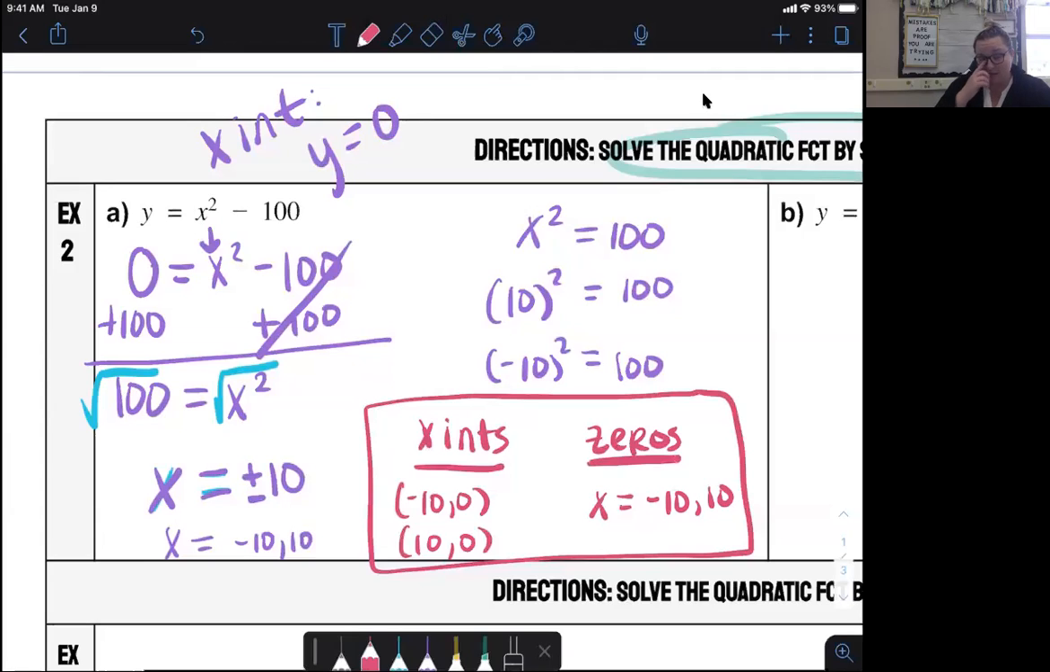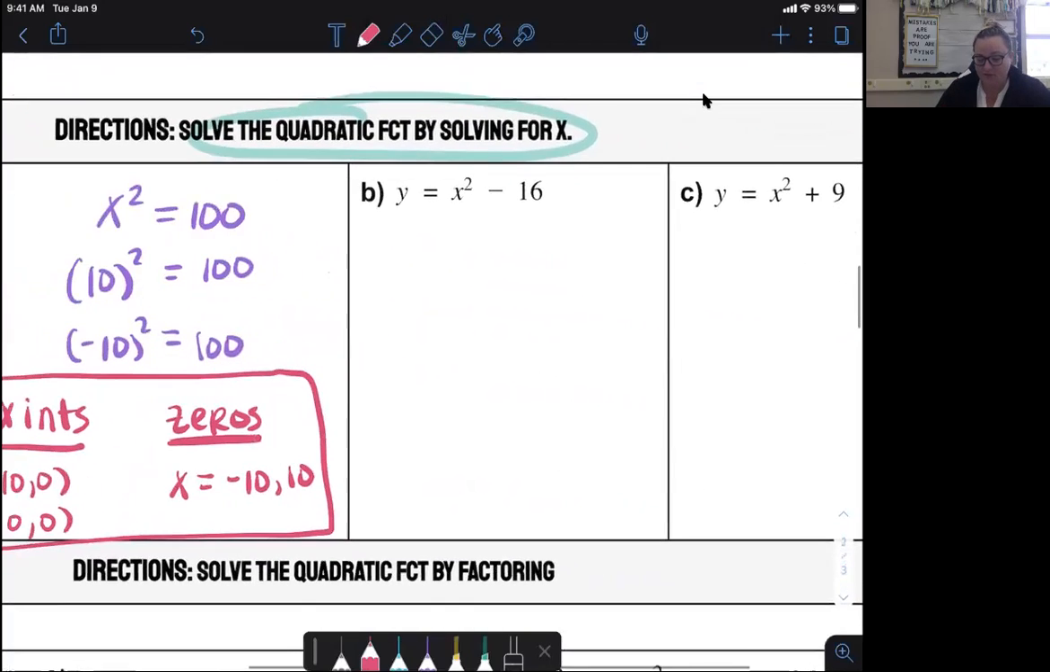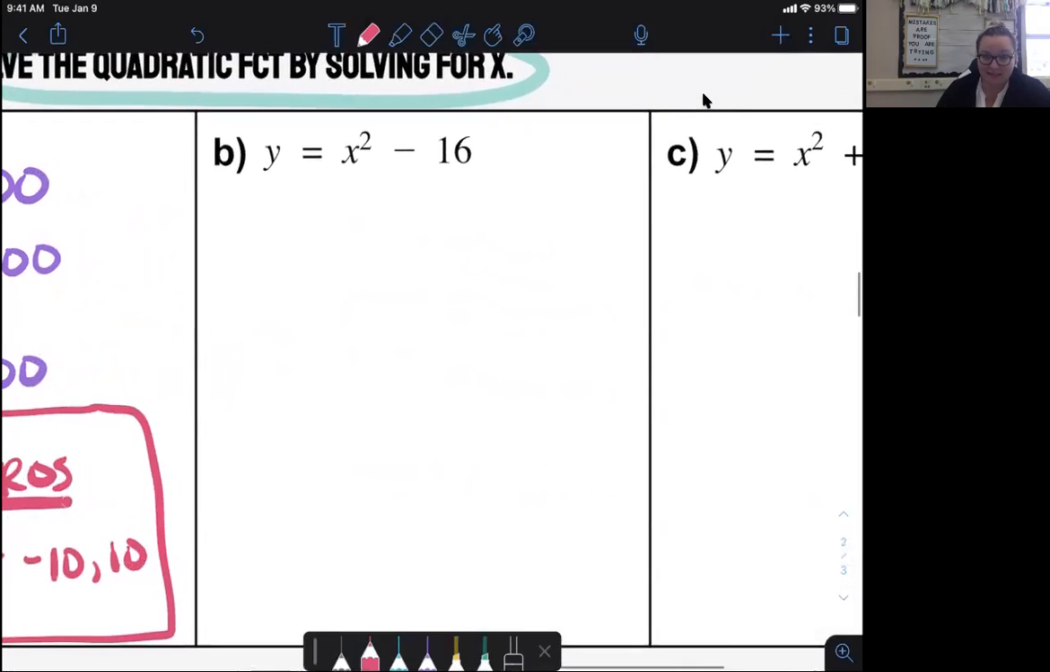So now let's solve the next equation. y equals x squared minus 16. Why don't you go ahead and try this one on your own? I'll give you a hint and get you started. So remember, the first step is to always plug in 0 for y and then solve for x.